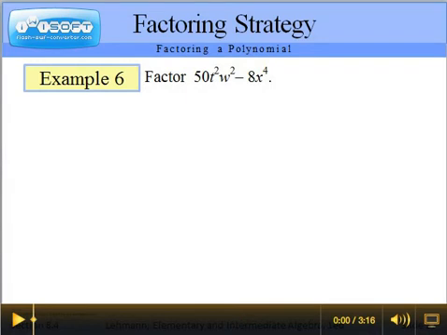Example 6. Factor 50t squared w squared minus 8x to the fourth. So first I'm going to see if there's anything I can factor out of both terms. Since 50 and 8 are both even, I can factor 2 out of both terms. So I'm going to factor out a 2.